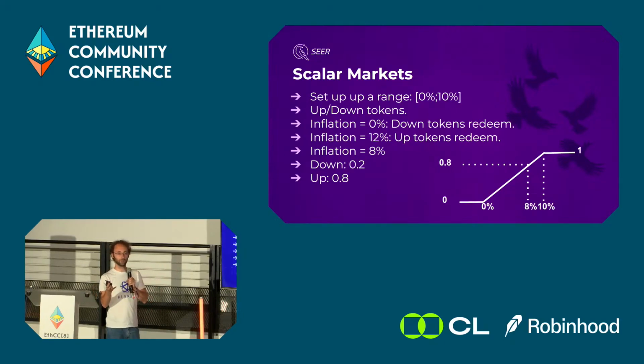But if it's within the range, and that's what it should be if the range is defined correctly, they both redeem proportionally. So the up token redeems proportionally to the value. The down token is a complement of the up token, so that they both sum to 1. So here, for example, if we can see that the up token is trading at 80 cents, we can infer that the market is giving an expected value of inflation of 8%.